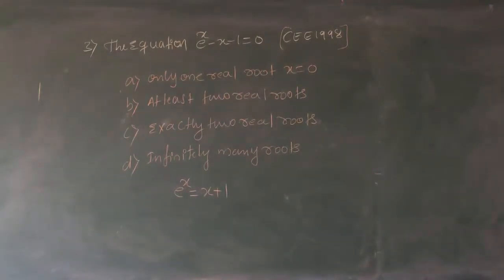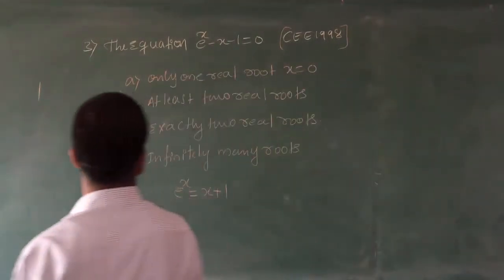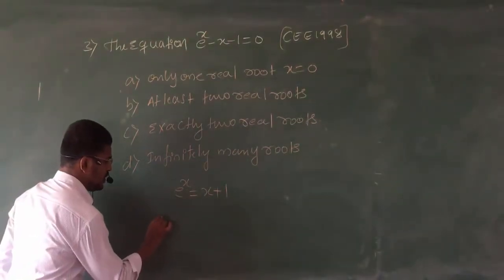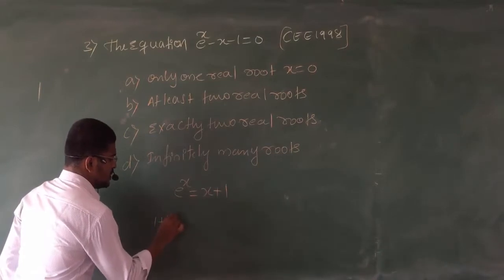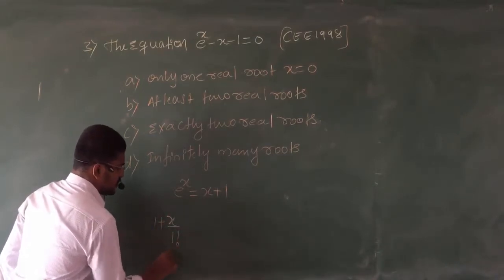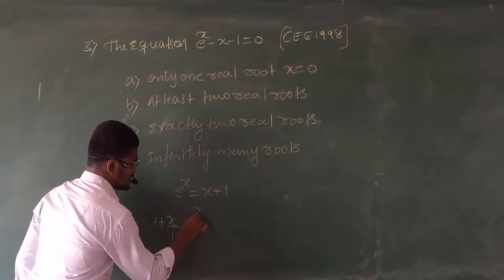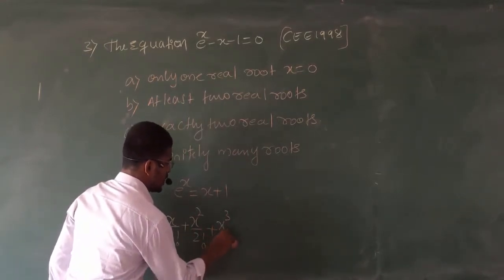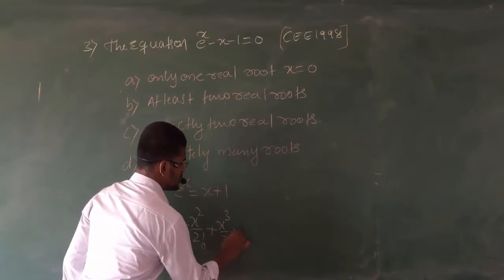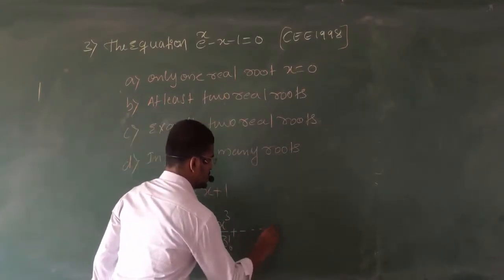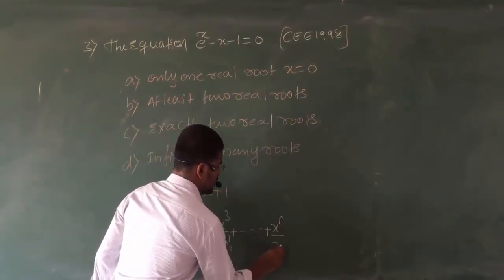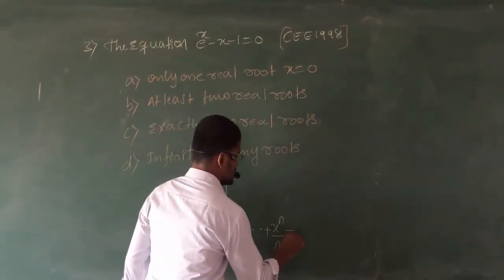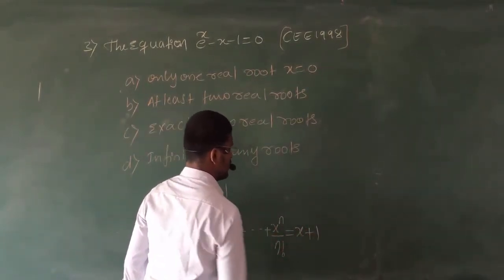Okay. Next, how can you write e raised to x? e raised to x can be written as 1 plus x divided by 1 factorial plus x square divided by 2 factorial plus x cube by 3 factorial plus and so on to plus x raised to n by n factorial, and this is equal to x plus 1.